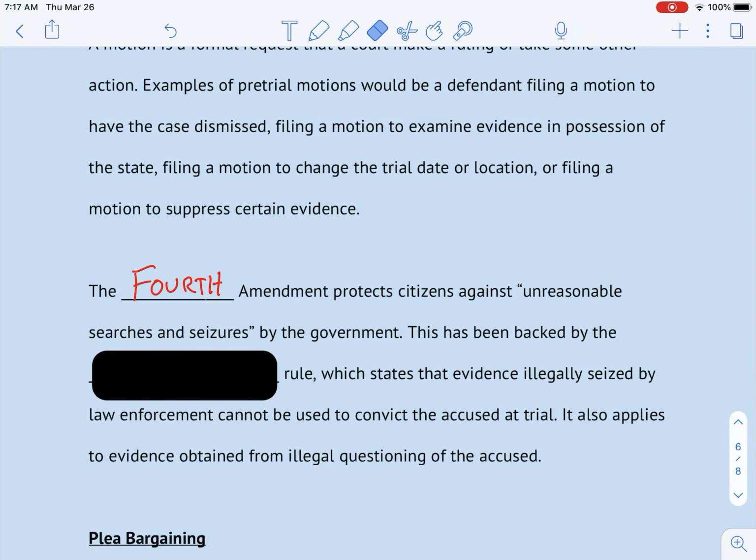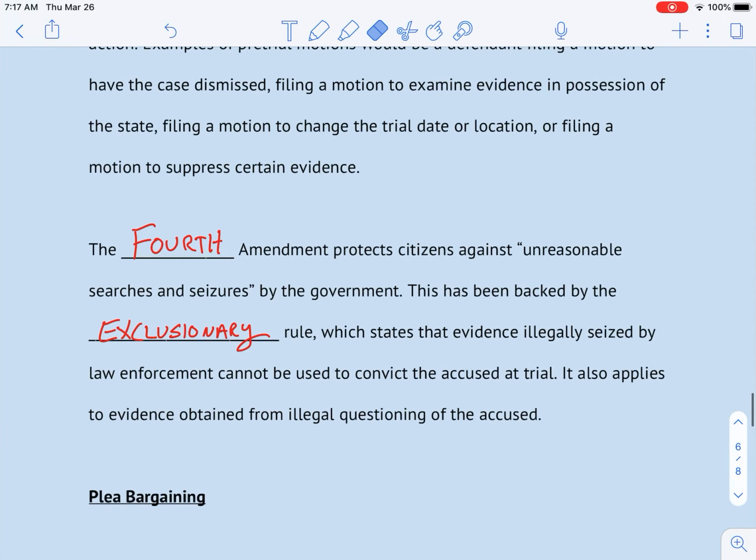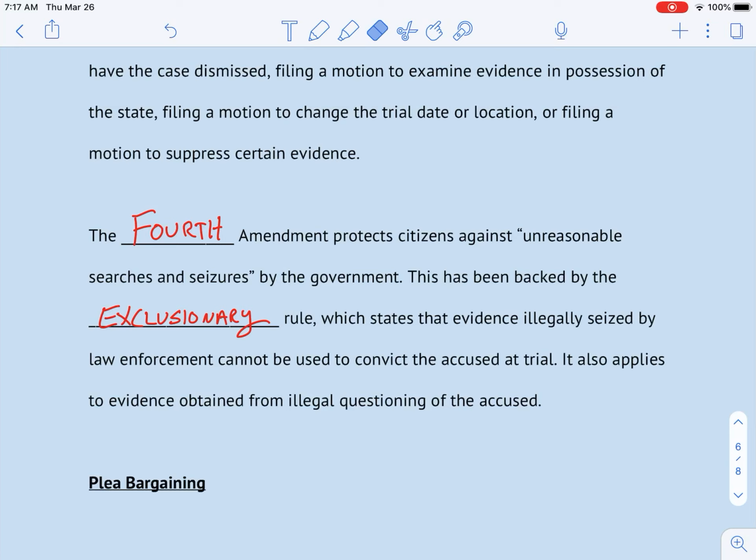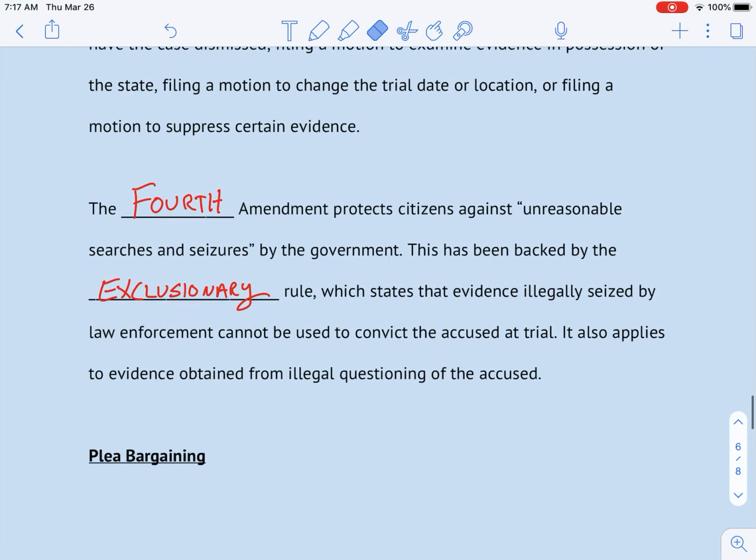The Fourth Amendment protects citizens against unreasonable searches and seizures by the government. This has historically been backed by the exclusionary rule, which states that evidence illegally seized by law enforcement cannot be used to convict the accused at trial. It also applies to evidence obtained from illegal questioning.